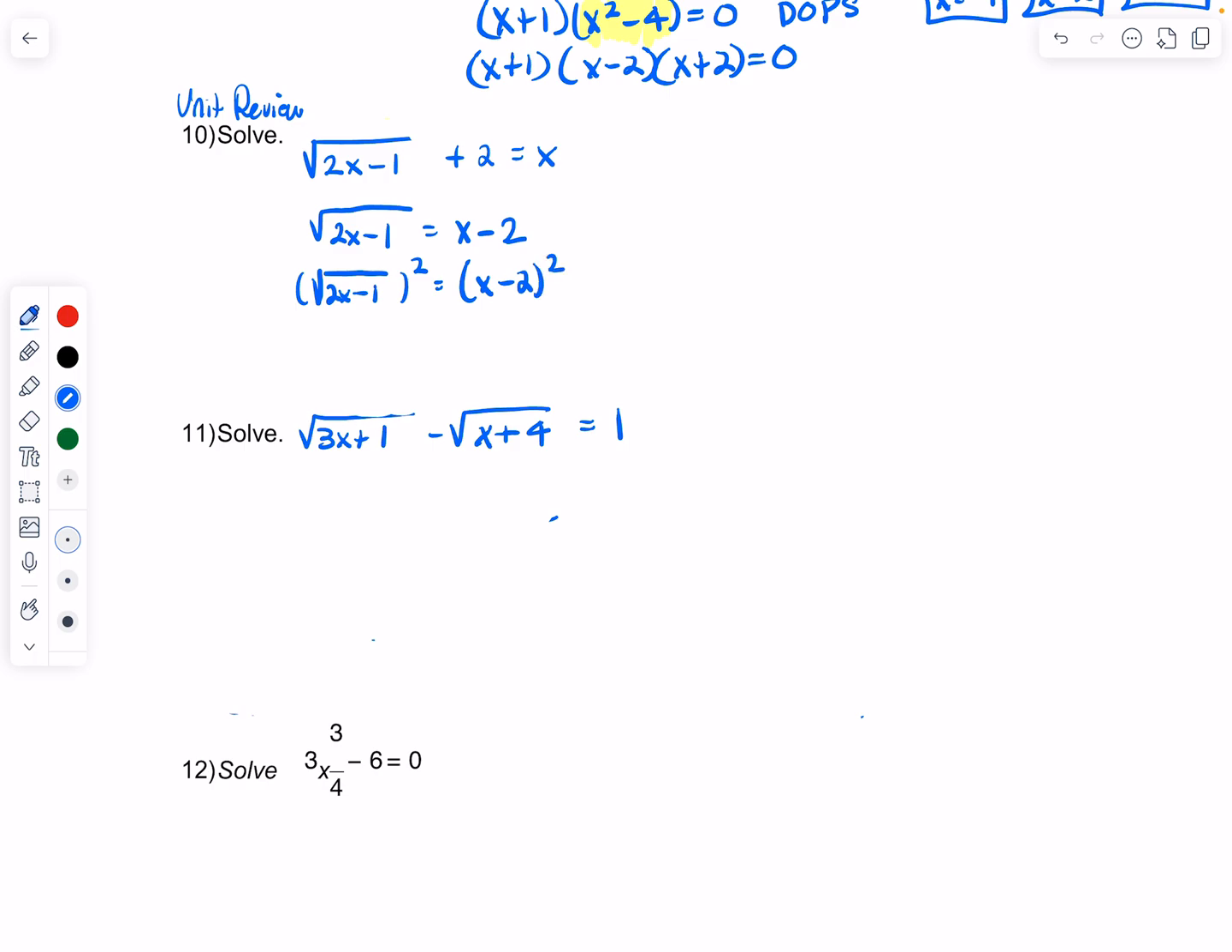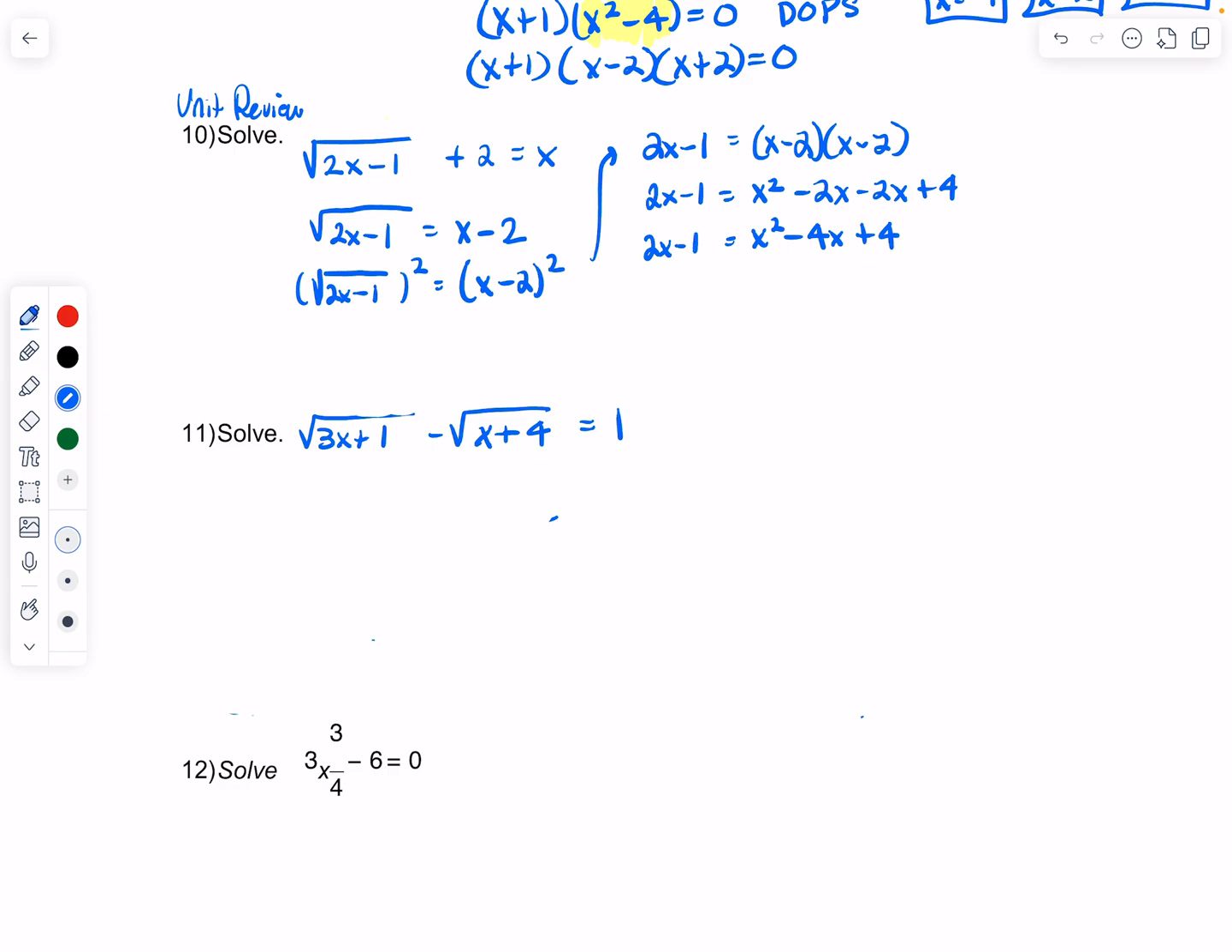Okay, so I get 2x minus 1 equals x minus 2 times x minus 2. Now I'm going to distribute: x times x, x squared. X times negative 2, negative 2x. Negative 2 times x is negative 2x, and finally negative 2 times negative 2 is a positive 4. So I get x squared minus 4x plus 4 equals 2x minus 1.